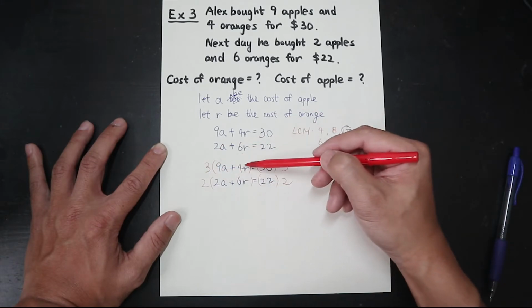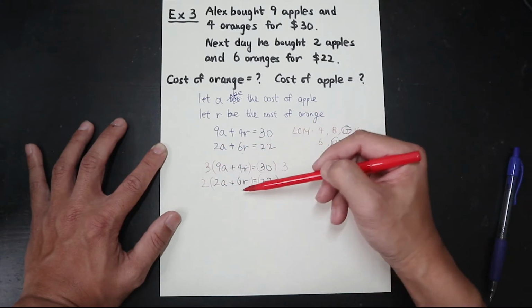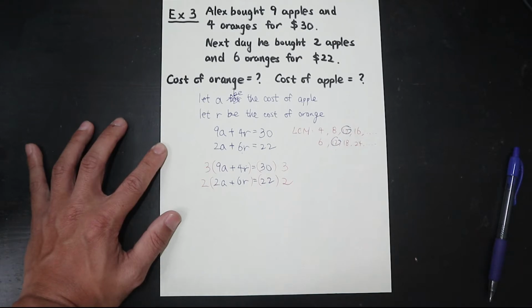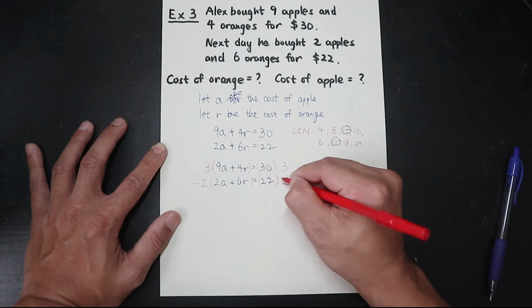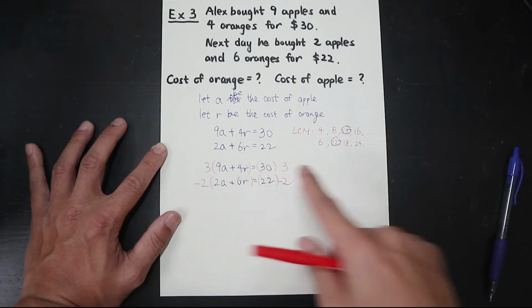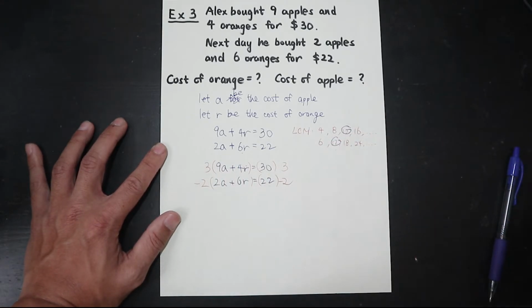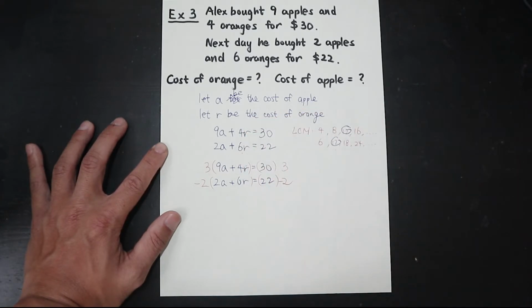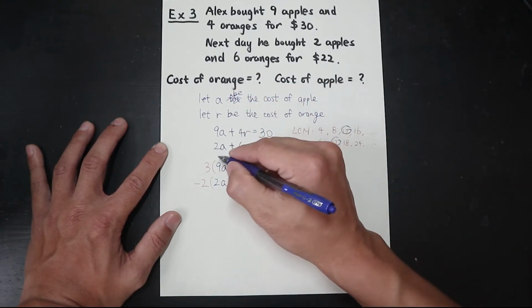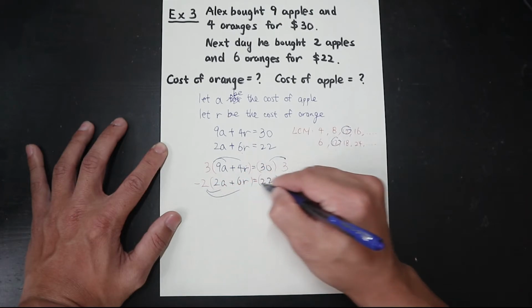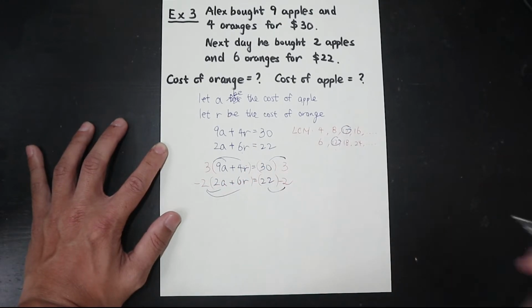Now, if you do 3 times 4, you get positive 12, and if you do 2 times 6, you get positive 12. Well, they're both positive, so you're going to make one of them negative. You could multiply the bottom equation by negative, or you can multiply the top equation by negative. It's really up to you. Now here's the hardest part. You're going to distribute 6 times, so 1, 2, 3, 4, 5, 6. Just be careful on this step.